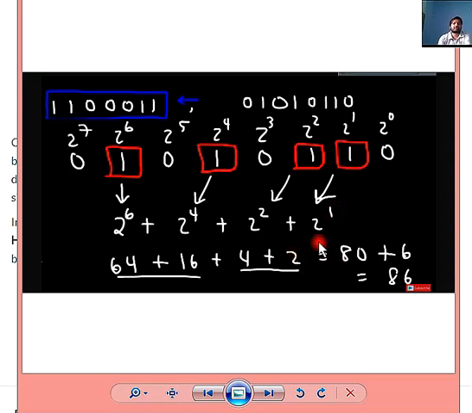In the next class we will discuss how we can convert a decimal number into a binary number.